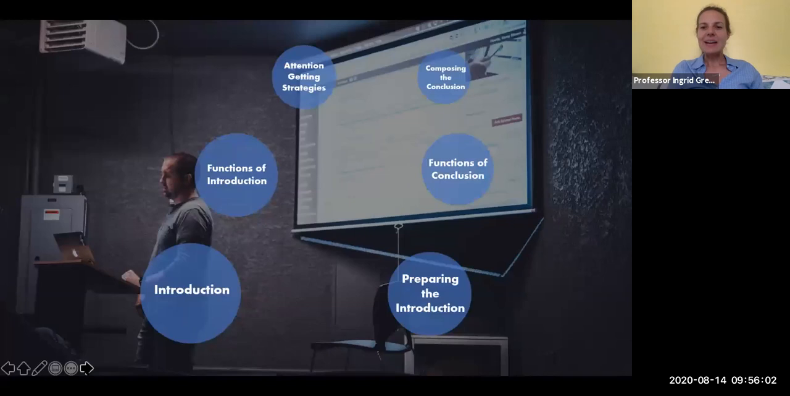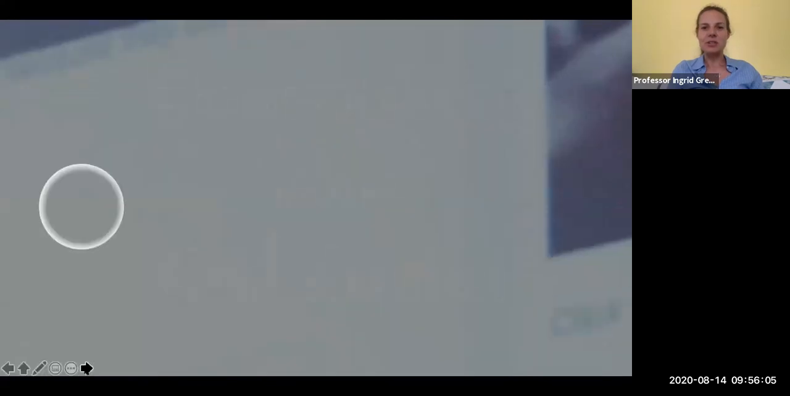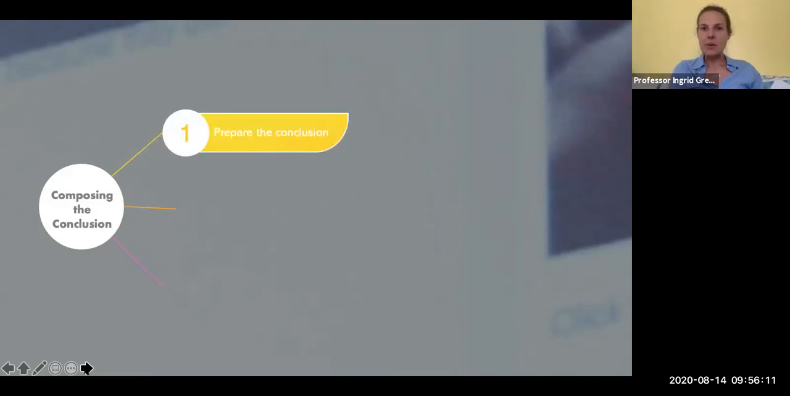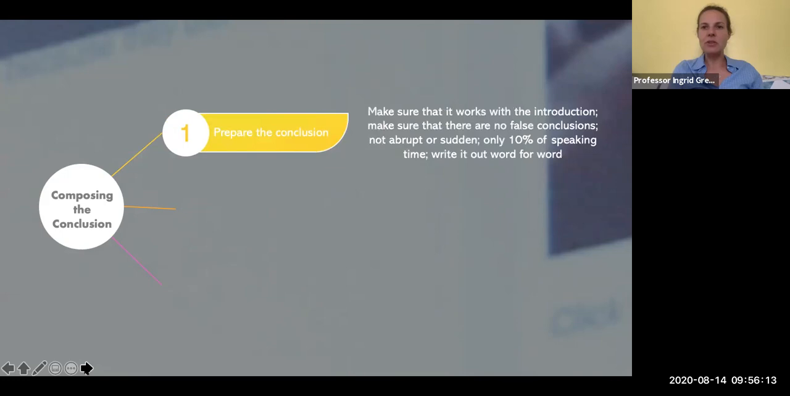Good. Now we're going to go into composing the conclusion. There are 3 main points. The first point has some subpoints. We're going to prepare the conclusion, make sure that it works with the introduction, make sure that there are no false conclusions, it's not abrupt or sudden, only 10% of the speaking time, and write it out word for word, as I've mentioned already in this chapter.